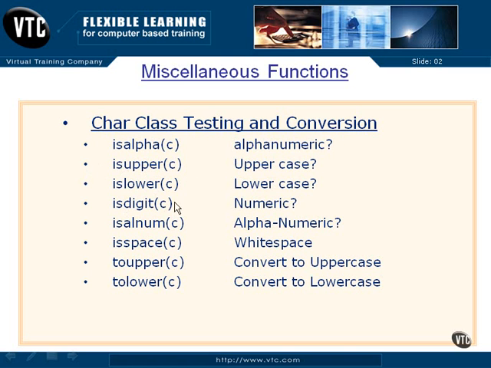islower. Is it a digit, a numeric digit? Is it alphanumeric? In other words, can we print it out? isalnum. Is it a space, or white space? That's things like a space, tab, carriage return, form feed, vertical tab, things like that. toupper actually converts the character to uppercase if it is not uppercase already, and as we know, tolower converts to lowercase.